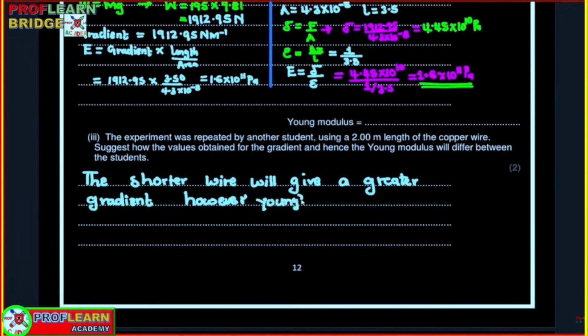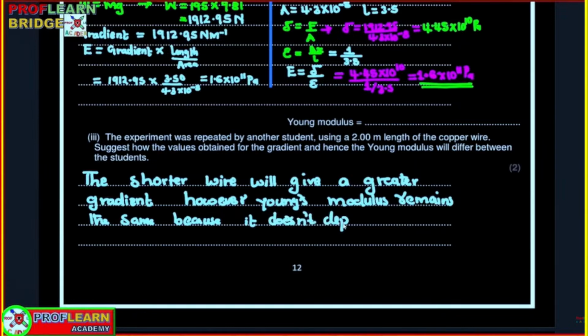However, the Young's modulus is going to be the same because Young's modulus does not depend on the dimensions or the length of the piece. It's just a property of the material. So long as the materials are the same, the Young's modulus is going to be the same.